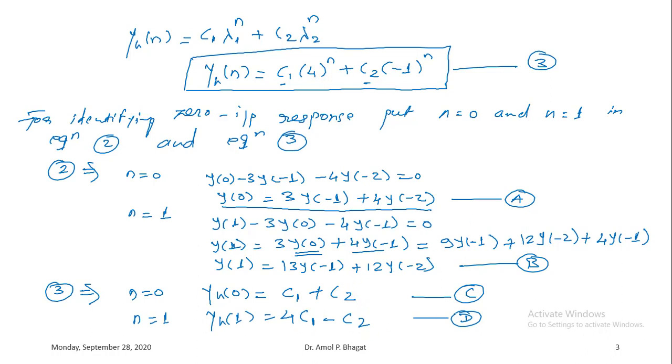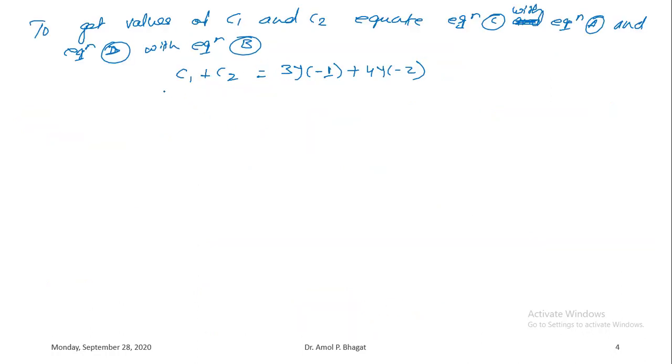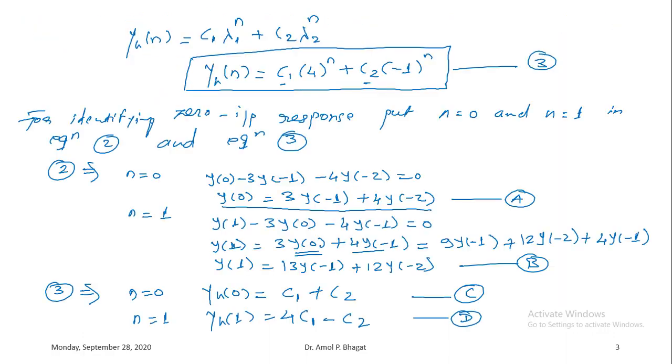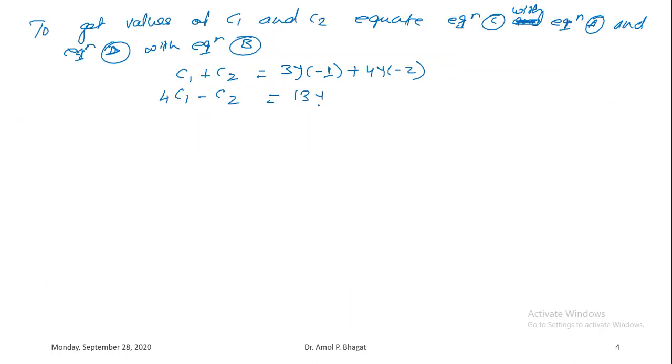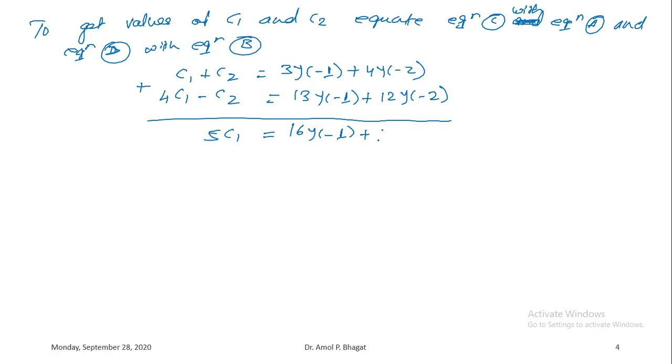So next we have to equate d with b, so 4c1 minus c2 is equal to 13y of minus 1 plus 12y of minus 2. Okay, so here you will simply add these two equations. So if I add these, c2 minus c2 will be 0, so c1 plus 4c1 will be 5c1 is equal to 16y of minus 1 plus 16y of minus 2, right?